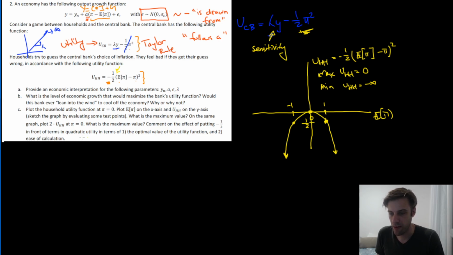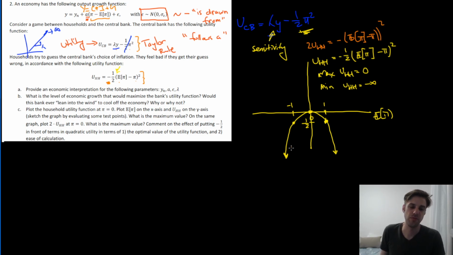Okay, on the same graph, plot 2 times UHH. What this is saying is that now we're going to consider a different function, 2UHH, which equals just minus e pi minus pi. So we're going to get rid of this minus 1/2 and instead ask what happens. Again, let's just do some points. At 0, we still have 0, so we're still here. And then at 1, we get 1 minus 0 squared is 1.